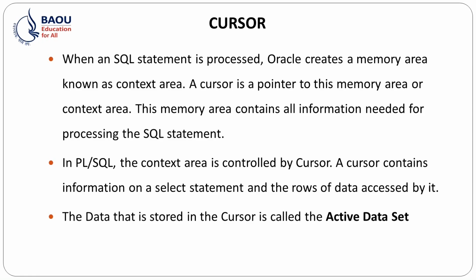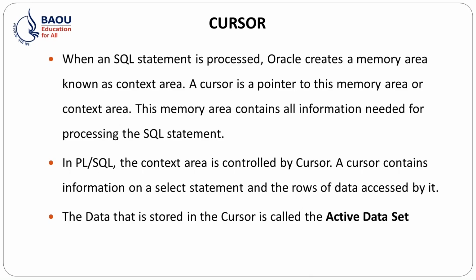It can be used by the user to process the output of a select statement that returns more than one row. The cursor is used to retrieve the data one row at a time from the result set. The cursor updates the table records in a singleton or row by row manner. The data that is stored in a cursor is called the active data set.